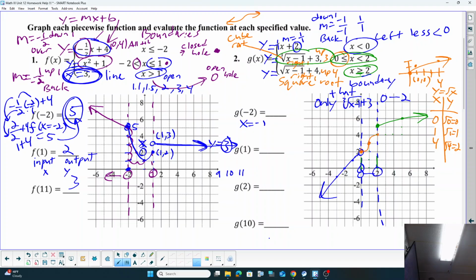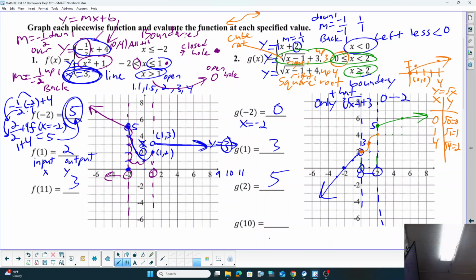So where's x equal -2? So -2 is over here, and that's just 0. That's just a y value of 0. Where's G1? Well, G1 is actually up here at 3. And then where's G2? Well, G2 is way up here at this number, which is 5. And where's G of 10?